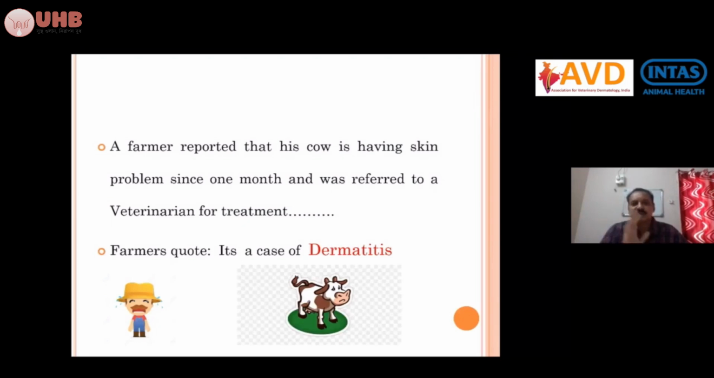For example, a farmer is reporting that his cow has had a skin problem for 1 month and was referred to a veterinarian for treatment. The farmer brings the animal to the veterinarian and says some dermatitis is there. Sir, my cow is having some dermatitis problem, that's all. He cannot say the technical name or anything else. He just says it's having dermatitis.